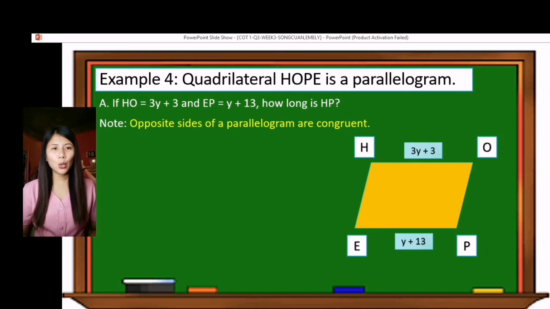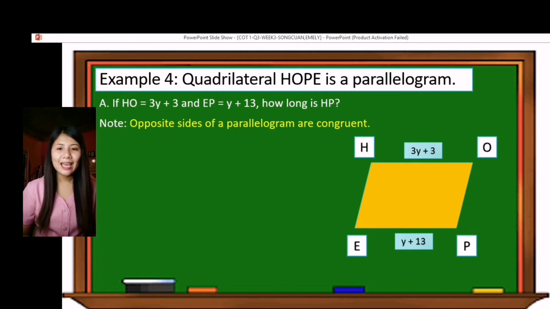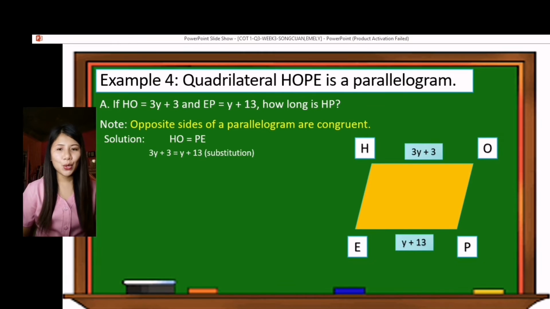A quadrilateral HOPE is a parallelogram. We have the condition here. If the side HO is equal to 3y plus 3 and the side EP is equal to y plus 13, how long is the side HO? Take note that the opposite sides of a parallelogram are congruent. So, HO is equal to side PE. Now, let us substitute the value of the side HO and side PE. We have 3y plus 3 is equal to y plus 13.